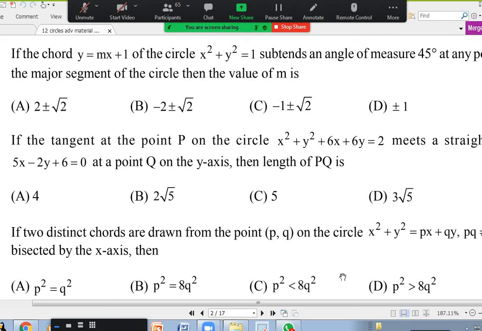Sir, you took the center of the circle as origin? Yes, they gave x square plus y square equal to 1, so the center is the origin. From the origin, the distance to a line is mod c by root a square plus b square. That's why it is mod 1 by root of m square plus 1.